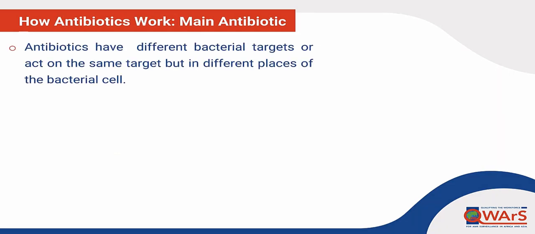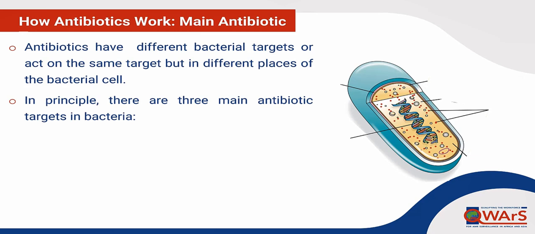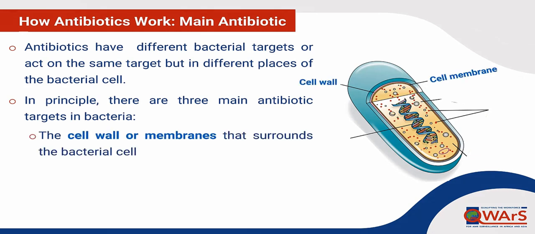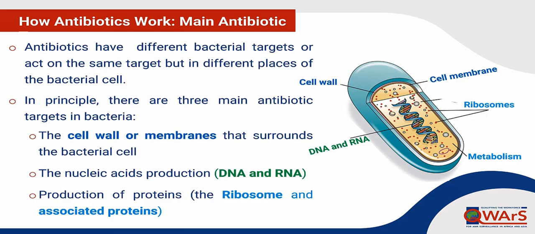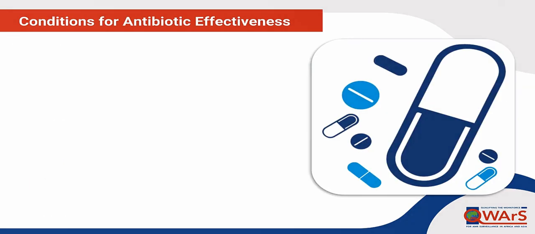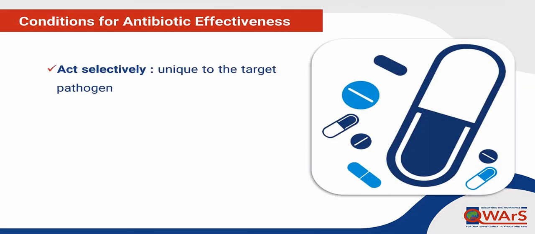It is important to understand that antibiotics have different bacterial targets or act on the same target but in different places. In principle, there are three main antibiotic targets in bacteria: the cell wall, or membrane, that surrounds the bacterial cell; the machinery that makes the nucleic acids, DNA and RNA; and the machinery that produces proteins, the ribosome and associated proteins. Antibiotics generally act on pathogens to minimize unwanted side effects.